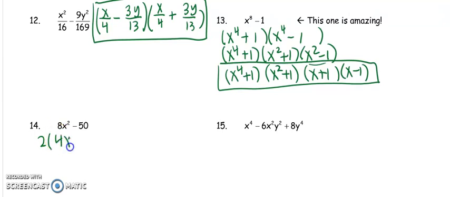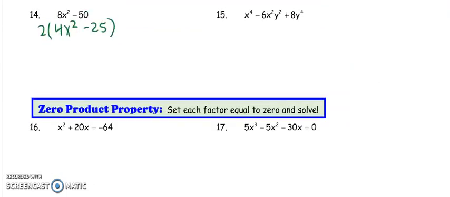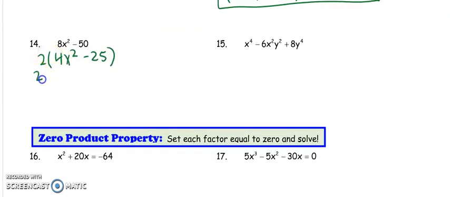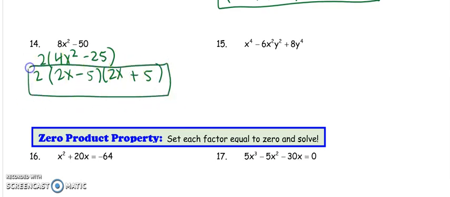You have to pull that 2 out of there first, and a lot of people forget to take out the GCF. For some reason, people completely forget about it. Now that it's out of there, square root of 4x squared is 2x. And the square root of 25 is 5. Plus, minus, minus, plus, doesn't matter. And it doesn't go any further than that.